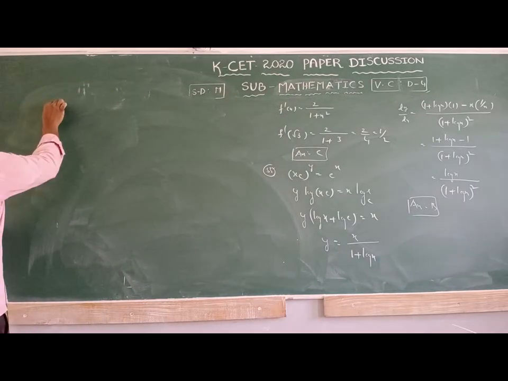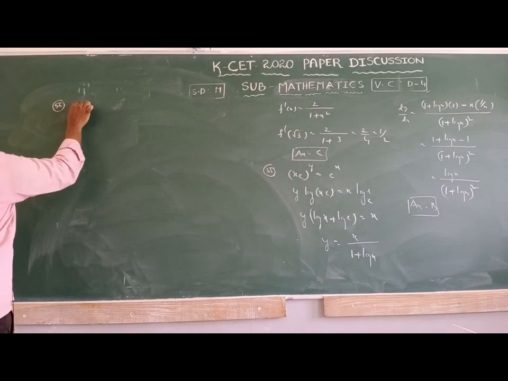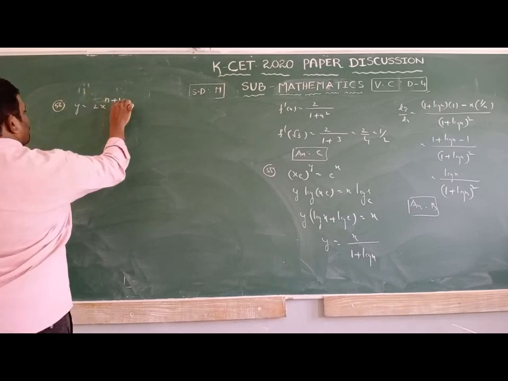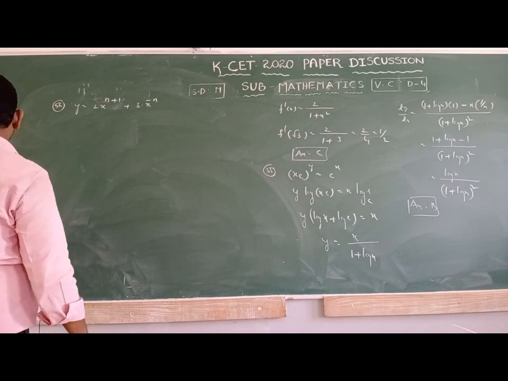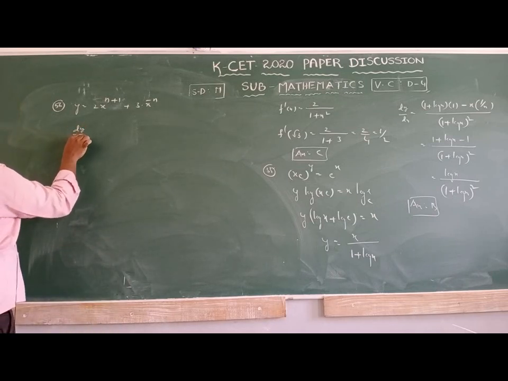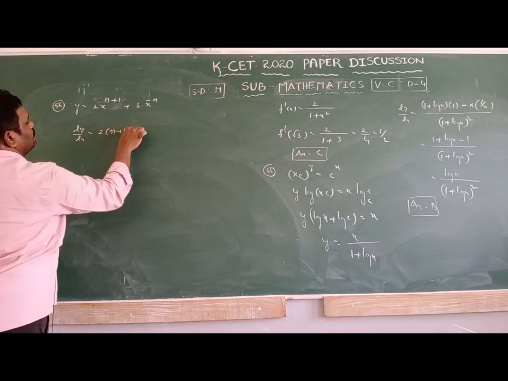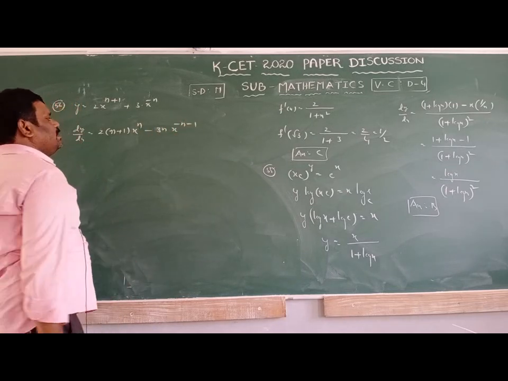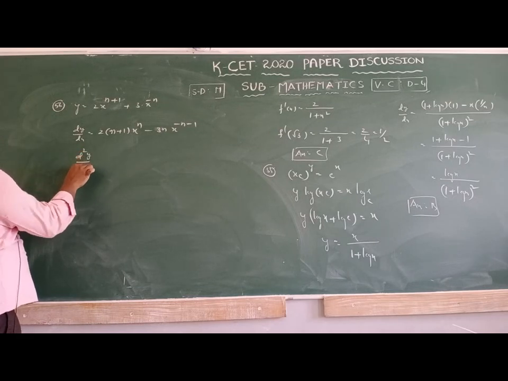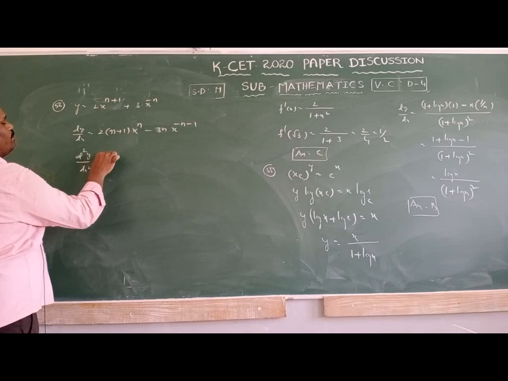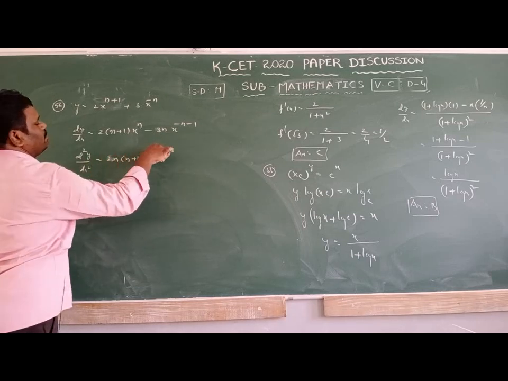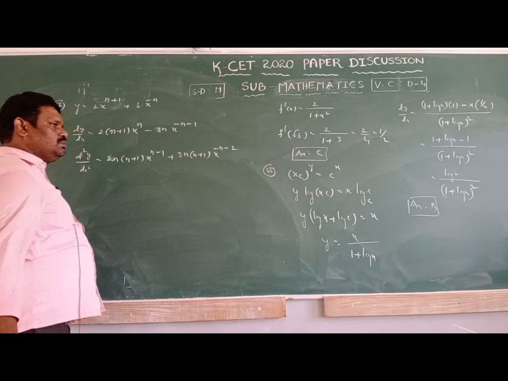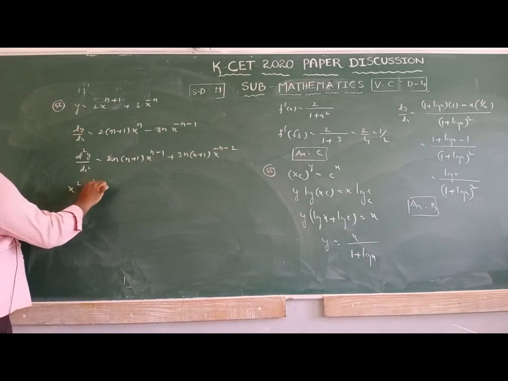For 56, what is given here is y is equal to 2x^(n+1) plus 3x^(-n). We apply the derivative two times. The first time, dy/dx is equal to 2(n+1)x^n minus 3n x^(-n-1). The second time we apply the derivative, d²y/dx² is equal to 2n(n+1)x^(n-1) plus 3n(n+1)x^(-n-2). Now multiply x square on both sides.